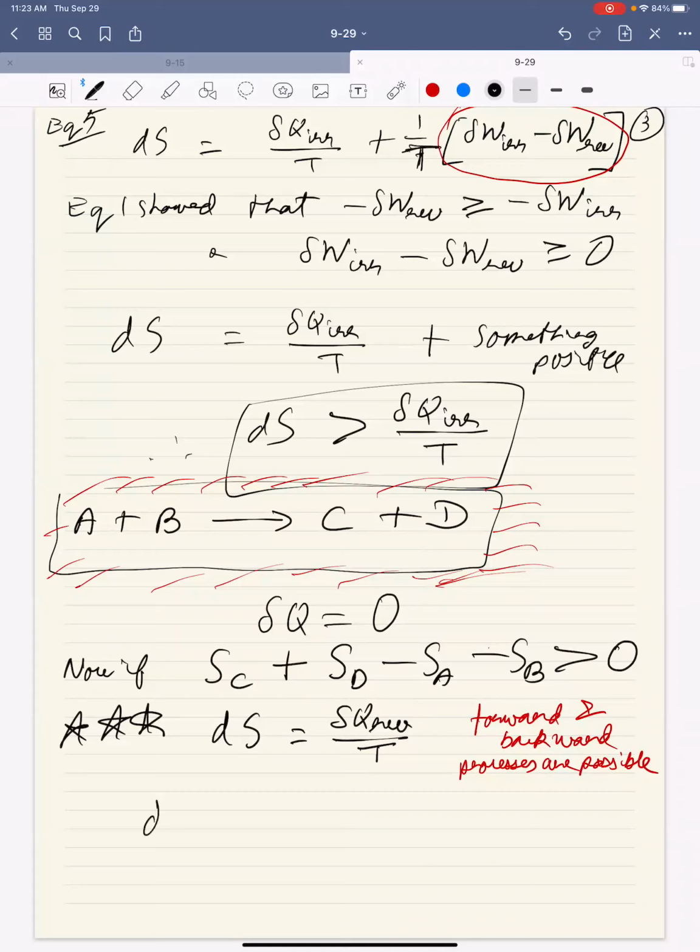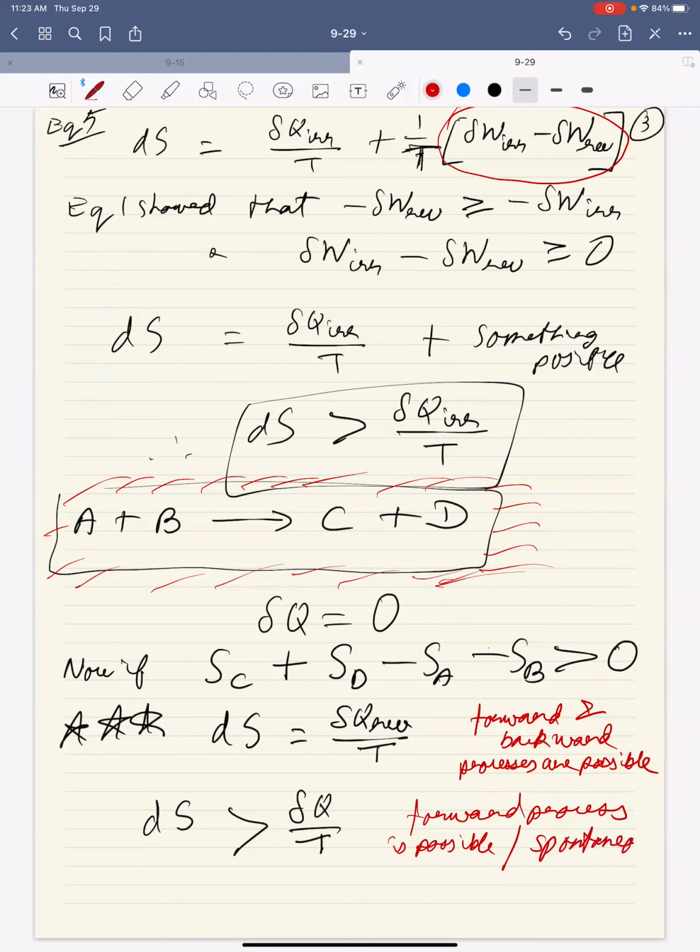If dS is more than delta Q by T, then forward process is possible. And the word we use for this is spontaneous. You won't have to do anything. It will on its own like to go in the forward direction, right? If dS is less than delta Q by T, then backward process is spontaneous. So this is the first time we are looking at the word spontaneous.